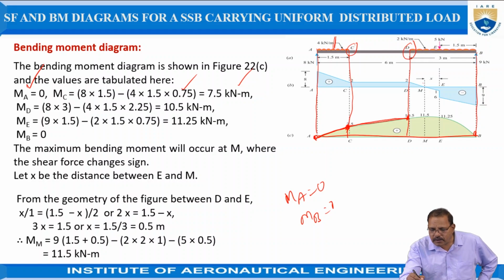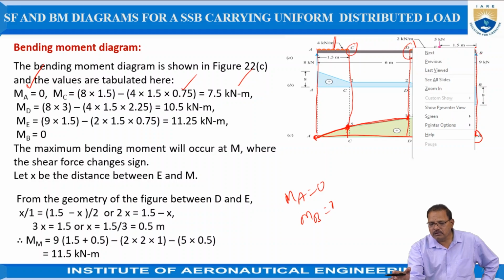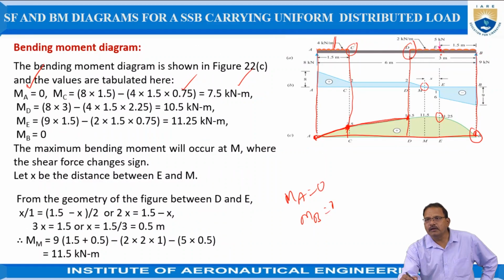We only require the point where the curve crosses the X line. Now I am taking the point E, where the 5 kilonewton force is acting. The bending moment at B is equal to 0. The bending moment at point E is equal to RB into 1.5. It is negative, but the force is positive here.